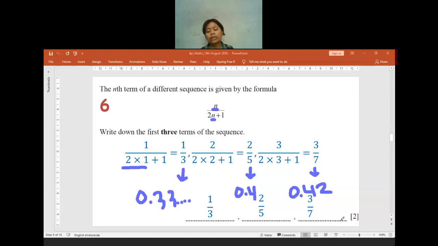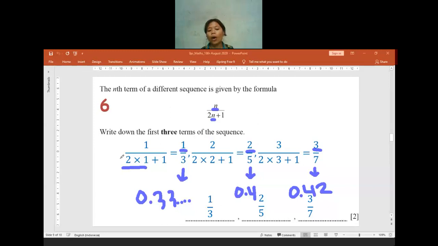For question 6, in total there are 2 marks. So if 2 out of 3 are correct, you will get 1 mark. If only one term is correct, you will get no marks. Like if all of the numerators are correct but the denominators are wrong, I will give you 1 mark. If the denominators are correct but the numerators are wrong, I'll give you 1 mark also.